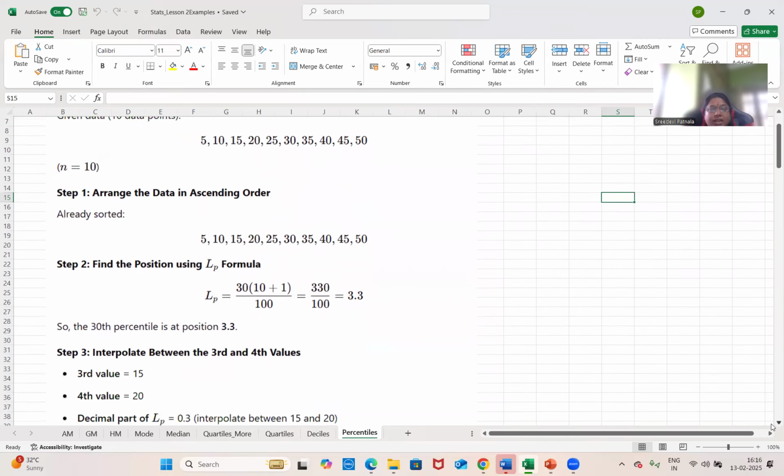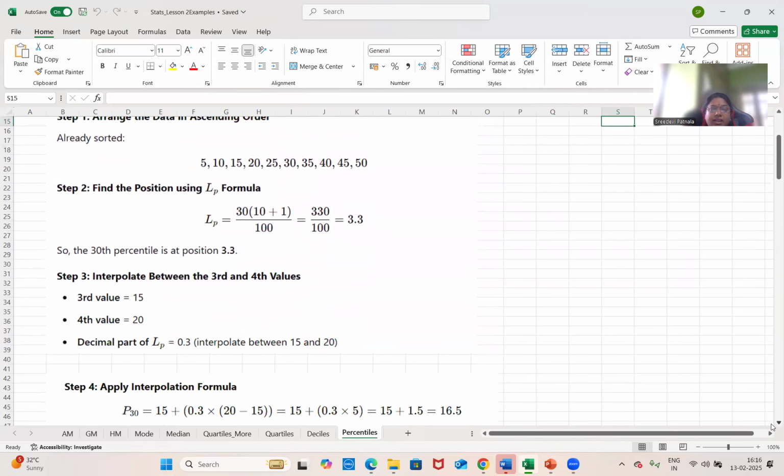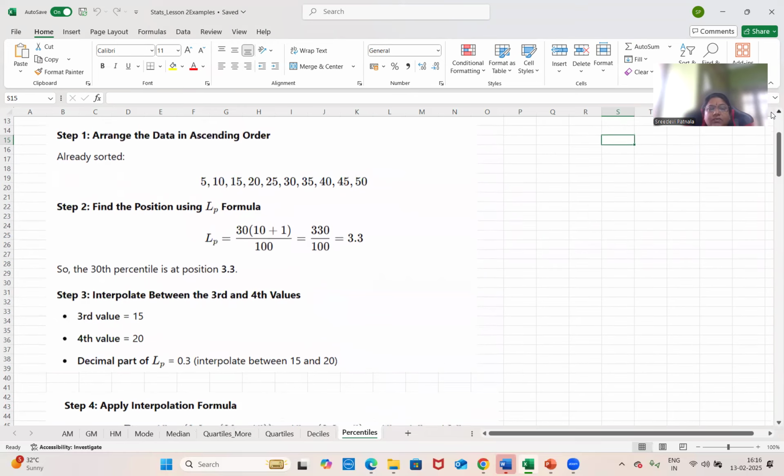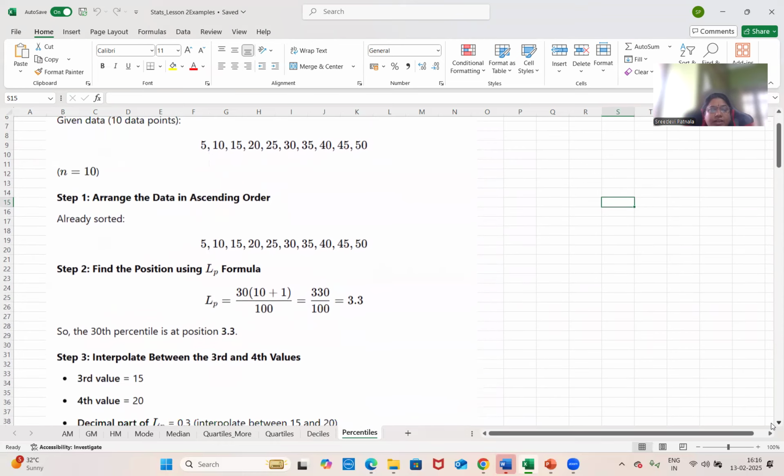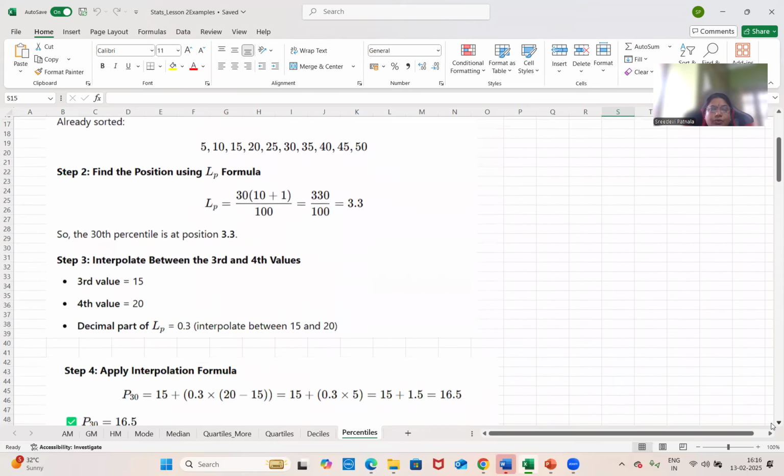N is your number of data values. So you get 3.3. Whenever you have a decimal value, you do interpolation. Earlier, the interpolation value was calculated with L plus (P minus capital F) by small f into h, whereas here you have a different formula. So now let's understand how the interpolation works. Where does this 3.3 come from? It lies between the third and fourth values of your data set. What are the third and fourth values? They are 15 and 20.